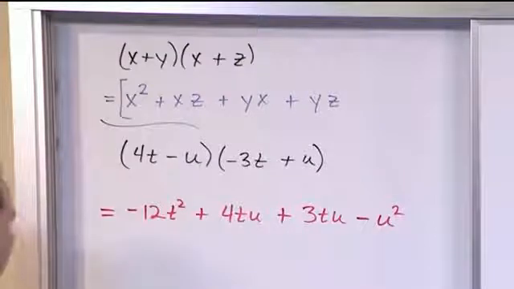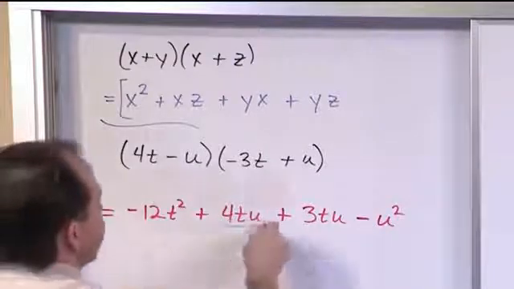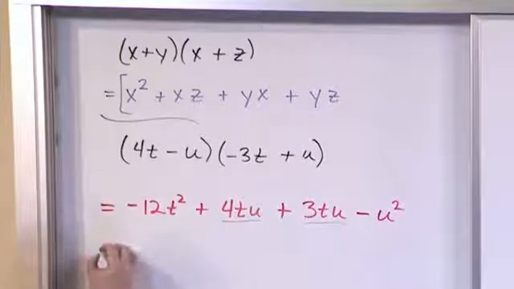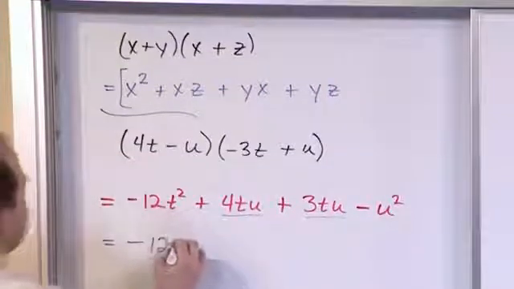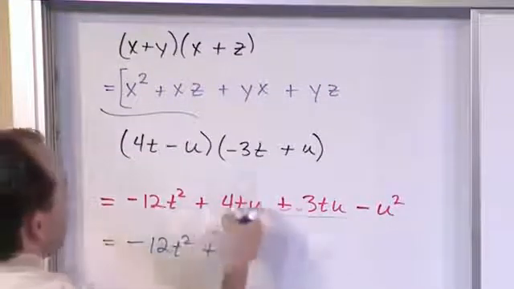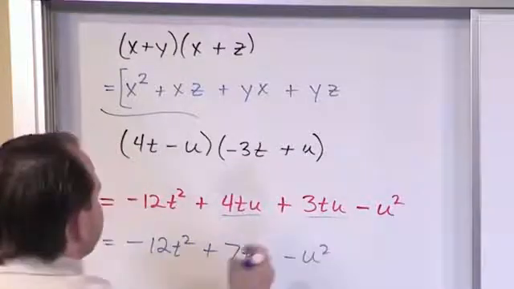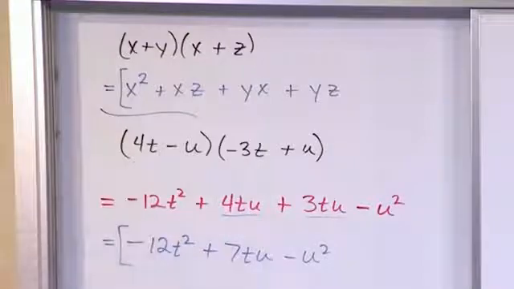So here's what we have, but notice that I have some like terms. That's a like term with this because I have tu and tu in both places. So finally, I'm going to have negative 12t squared. 4 plus 3 is 7tu, minus u squared from over here. This is the final answer. Negative 12t squared plus 7tu minus u squared.